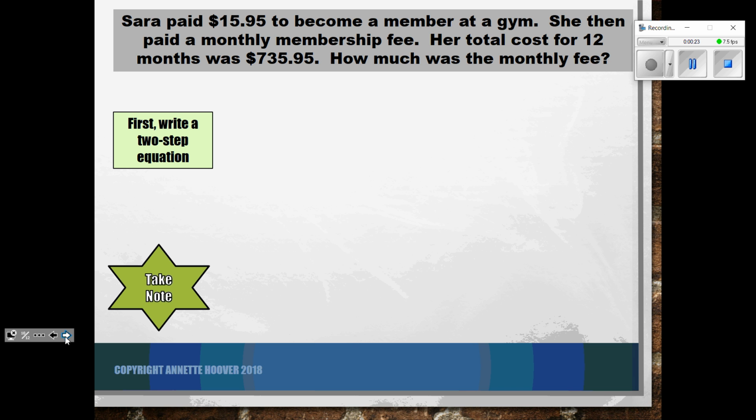$15.95 to become a member at a gym. She then paid a monthly membership fee. Her total cost for 12 months was $735.95. How much was the monthly fee? So here we see that she paid an initial cost, and then there is a recurring monthly fee for 12 months. And we want to know what that fee was.